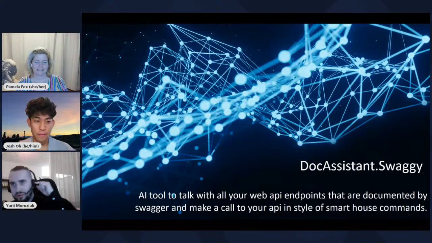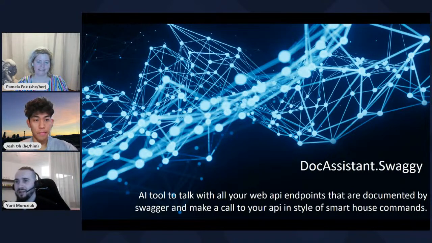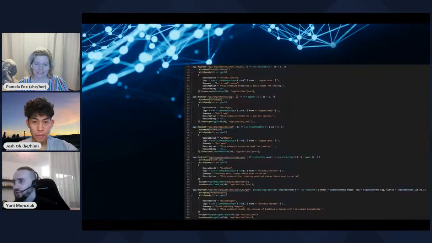Okay, hello everyone. I will show Doc Assistant Swaggy. It's an AI tool to talk with all your web API endpoints documented by Swagger and make a call to your API in the style of a smart house command. Before diving into the full application, presume we have a basic web API constructed in C#, minimal API style, which has been documented using OpenAPI.